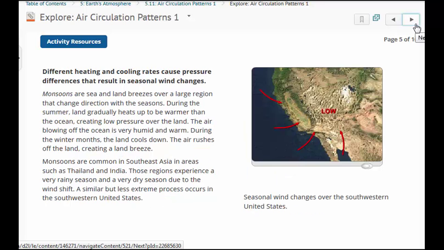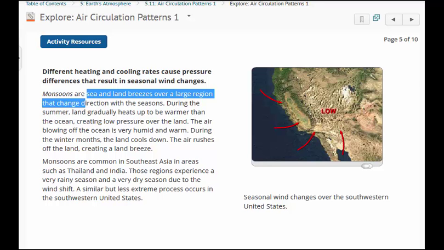Monsoons are when a sea and land breeze over a large region change direction with the season. We see this a lot in Asia, Thailand, and India.